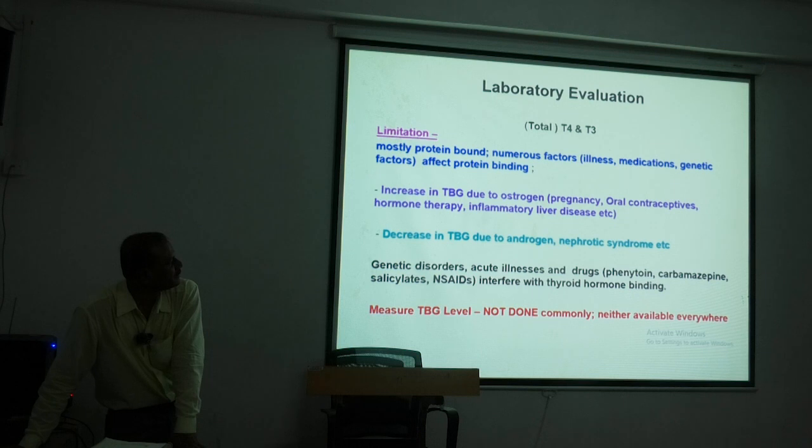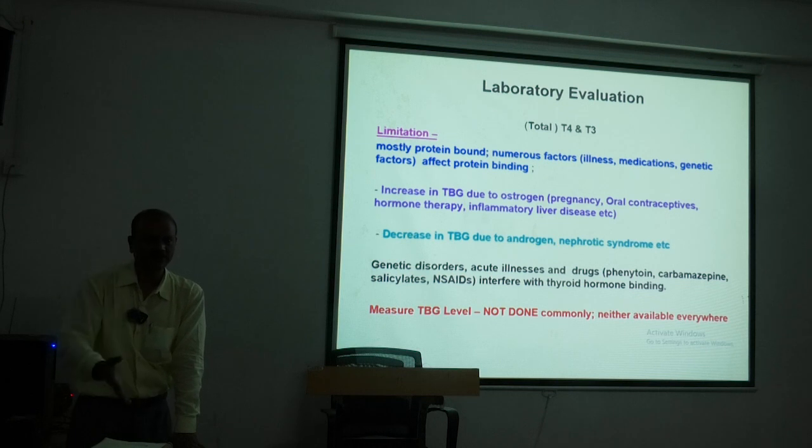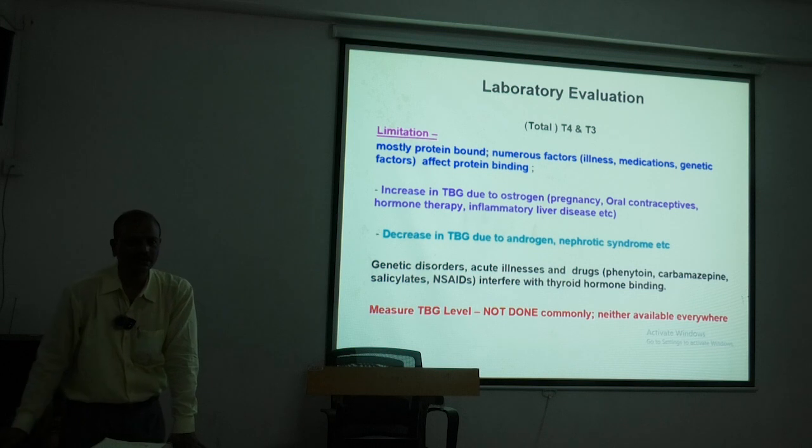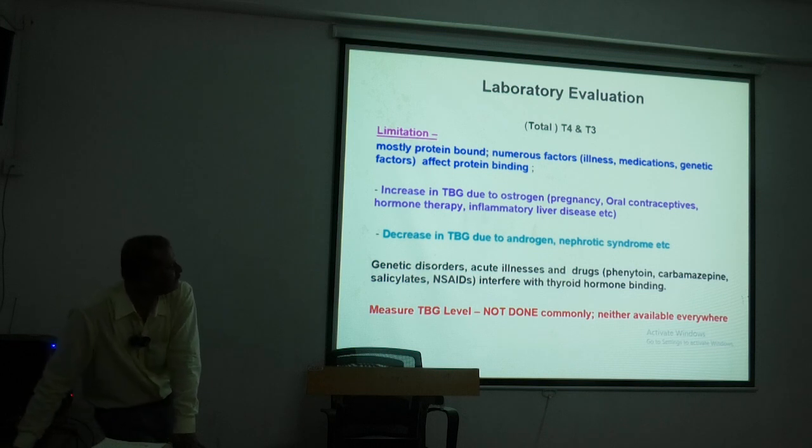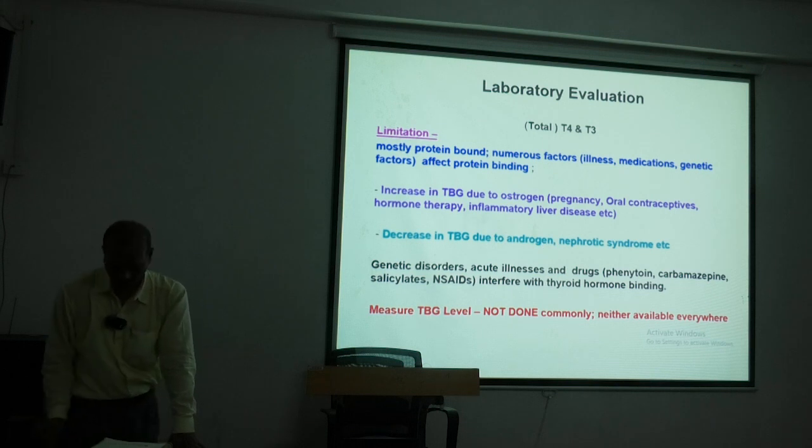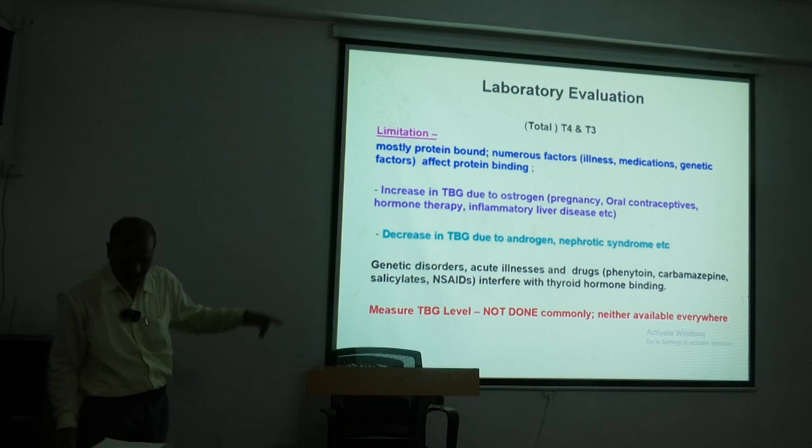And similarly, if the total T3, T4 is low, but TSH is normal, that means it is due to a decrease in TBG binding, which can be due to androgens or nephrotic syndrome. In nephrotic syndrome, you have seen that heavy proteinuria takes place. So along with the albumin, the TBG is also getting lost. So because of that, the T3, T4 will be less also. So TBG level measurement is another factor. Then you have to measure TBG level. It is not done, so we have to assess by taking the history.